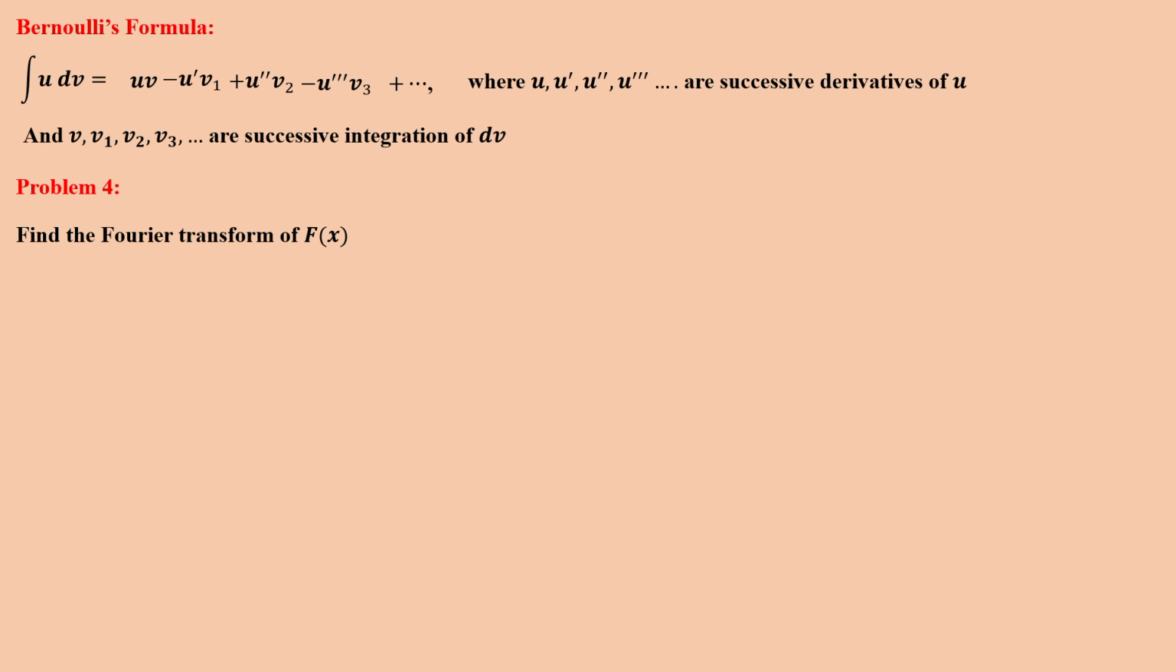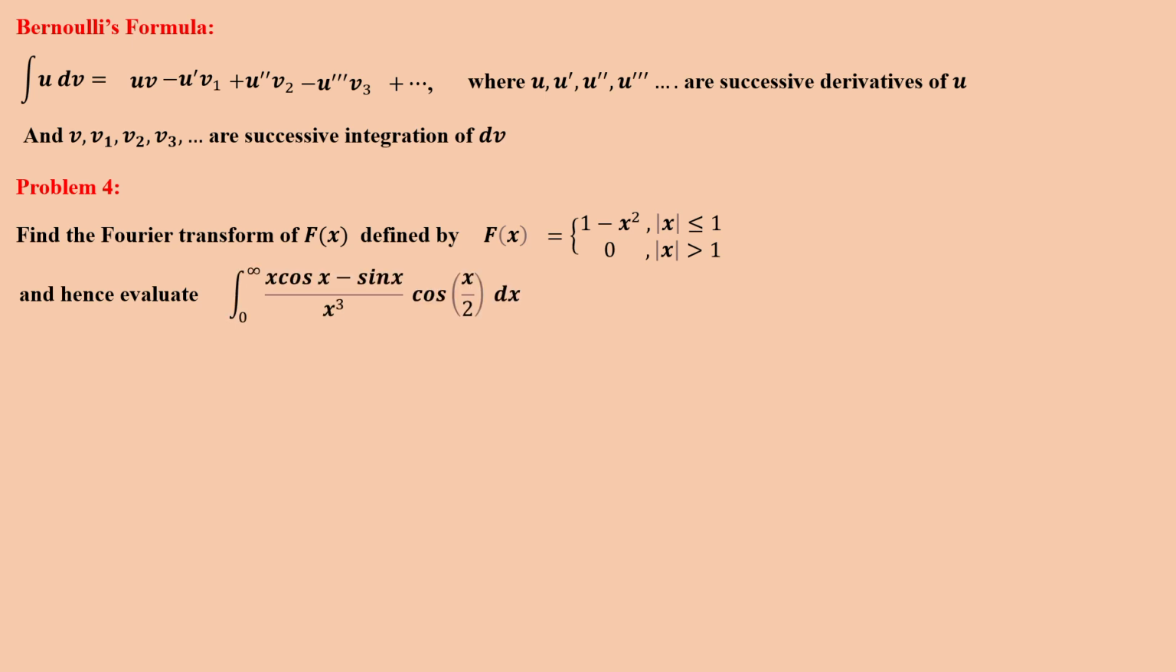Find the Fourier transform F(x) of the function f(x) defined by f(x) equal to 1 minus x squared if |x| is less than or equal to 1, and 0 if |x| is greater than 1, and hence evaluate the integral from 0 to infinity of (x cos x minus sin x) by x cubed, times cos(x/2), dx.